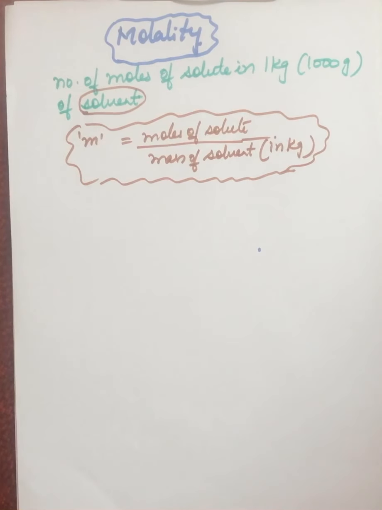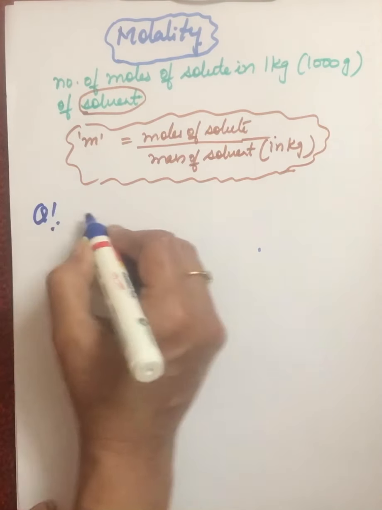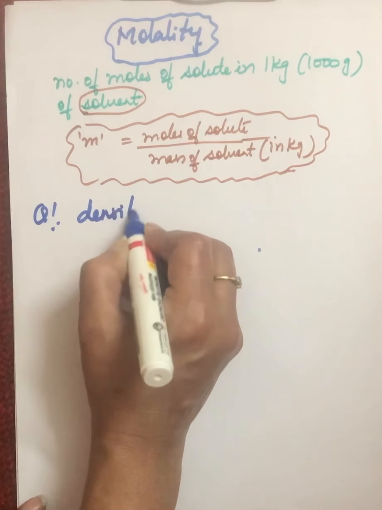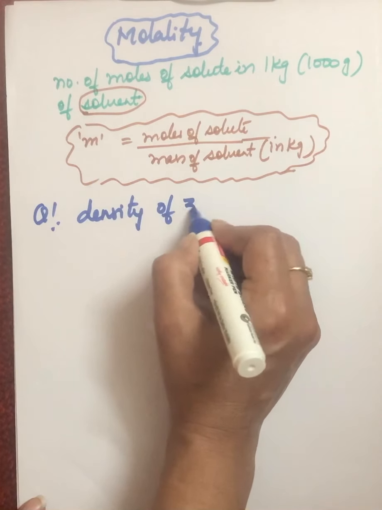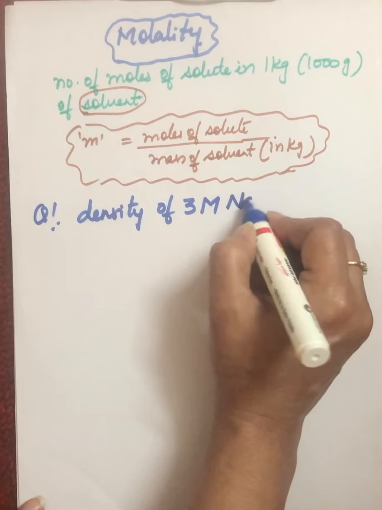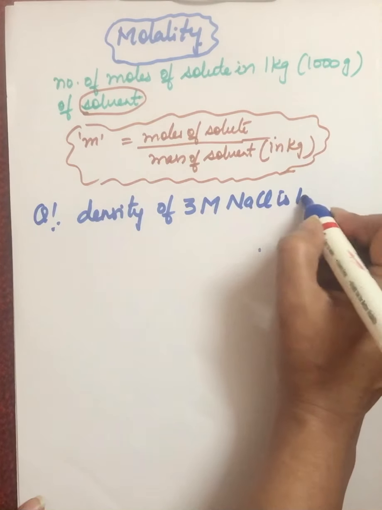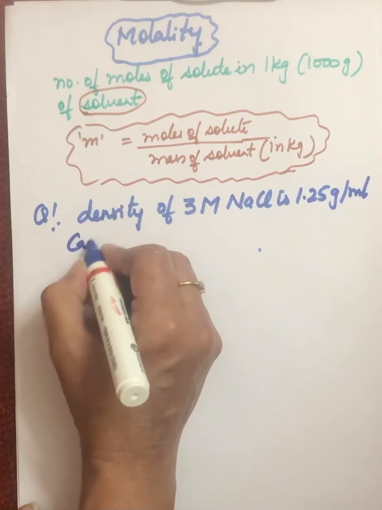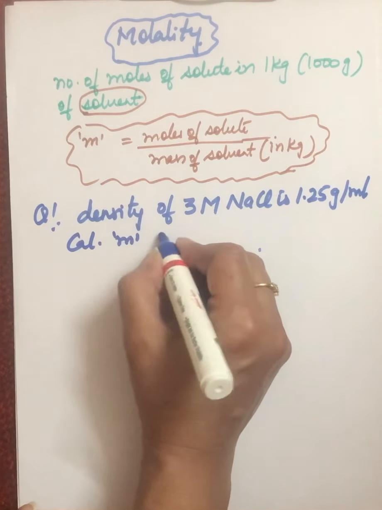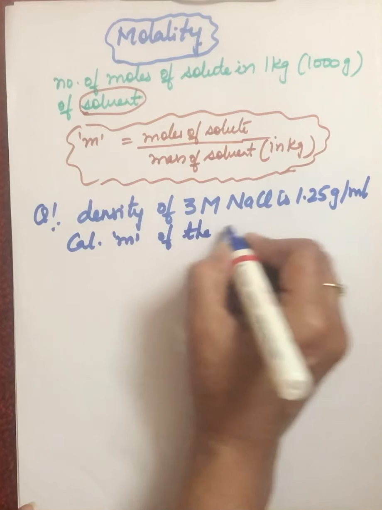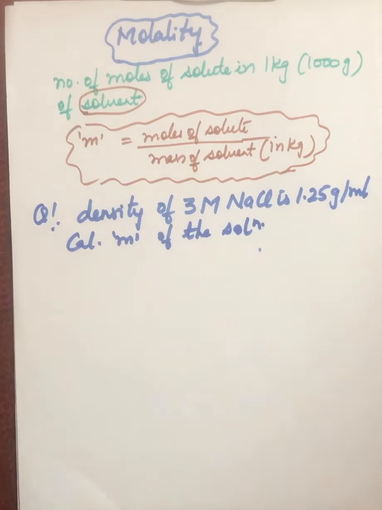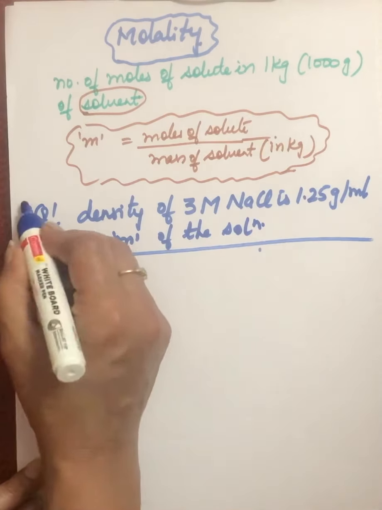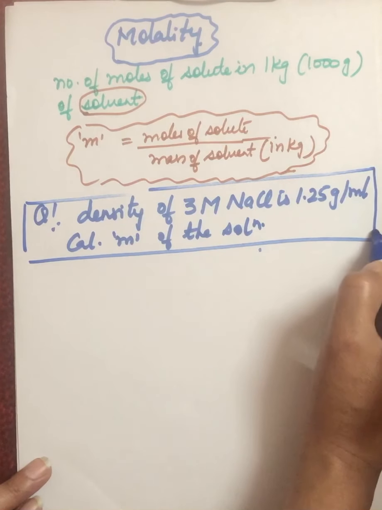Okay, now one question. Density of 3M NaCl is 1.25 gram per ml. Calculate molality of this solution. This is the question.